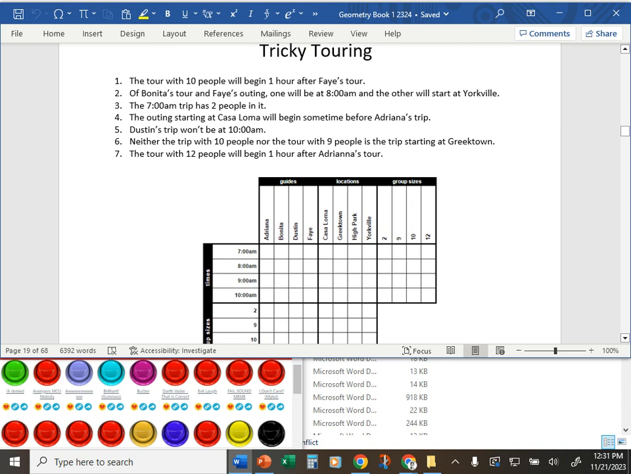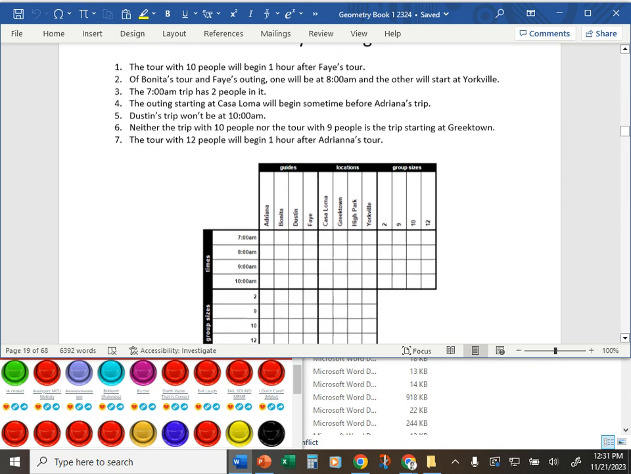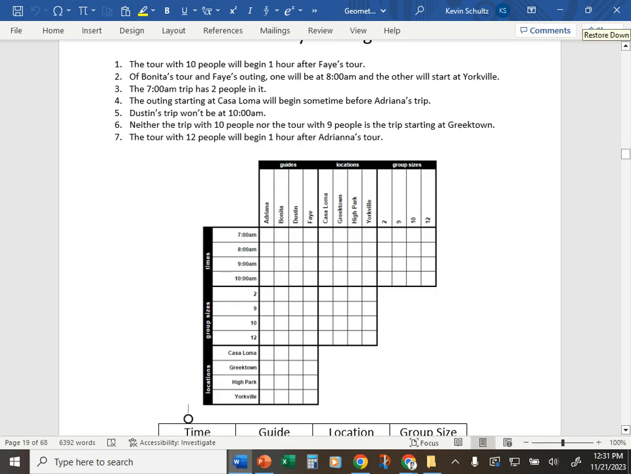It says the tour with 10 people will begin 1 hour after Faye's tour. Okay? What does that tell us about the tour with 10 people? It's not 7 a.m., right? If 7 a.m. is the first tour, but the tour with 10 people begins 1 hour after Faye's tour, that means the one with 10 can't be at 7 a.m. So right away, we can eliminate the group size of 10 at 7 a.m.